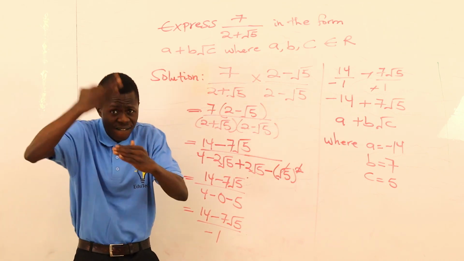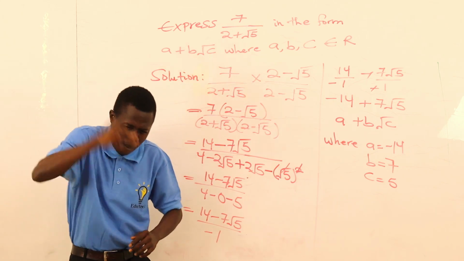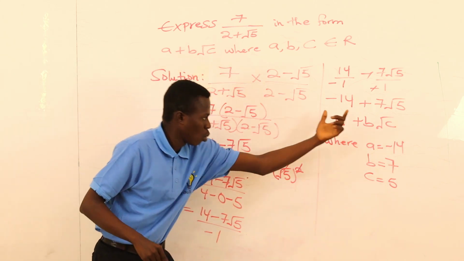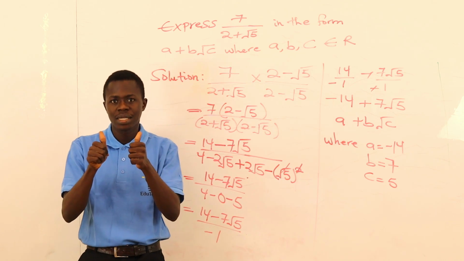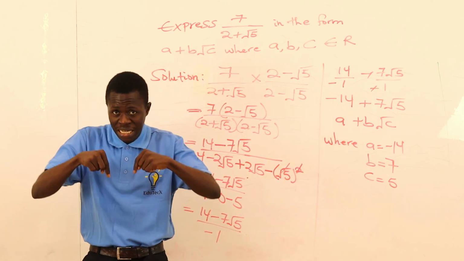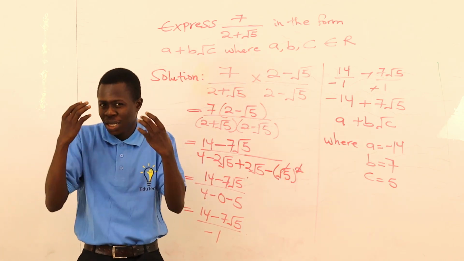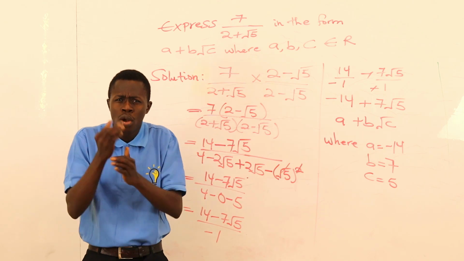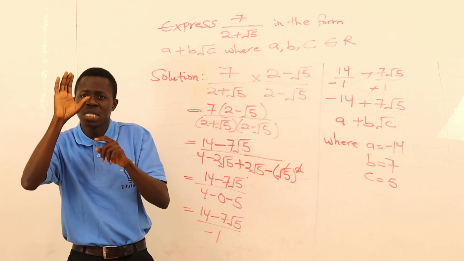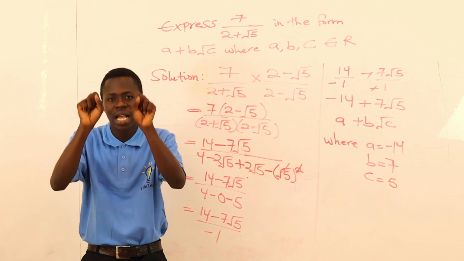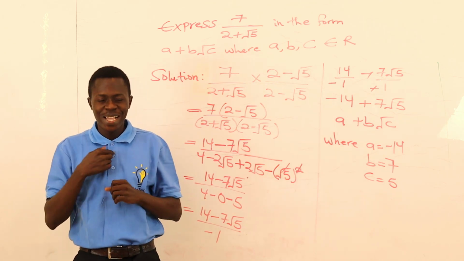So that is how you would work it. Your final answer must always correspond to a plus b square root of c. That is how to solve it. So in today's practice lesson, we've gotten to see how a WASSCE question given in the form, express your answer in the form a plus b square root of c, is solved.